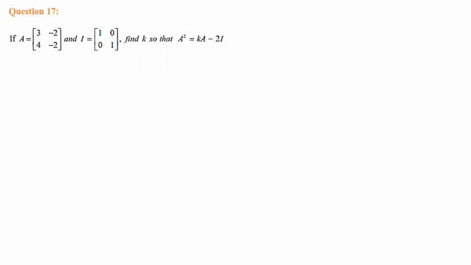So just find out A square and substitute it in this equation, and you will be getting two matrices, one on the left side and another on the right side. The two matrices will be equal. When two matrices are equal, it means their corresponding elements will be equal. So equating any corresponding element from the matrices, find out the value of K. K is a scalar quantity here. So just try this question as homework.